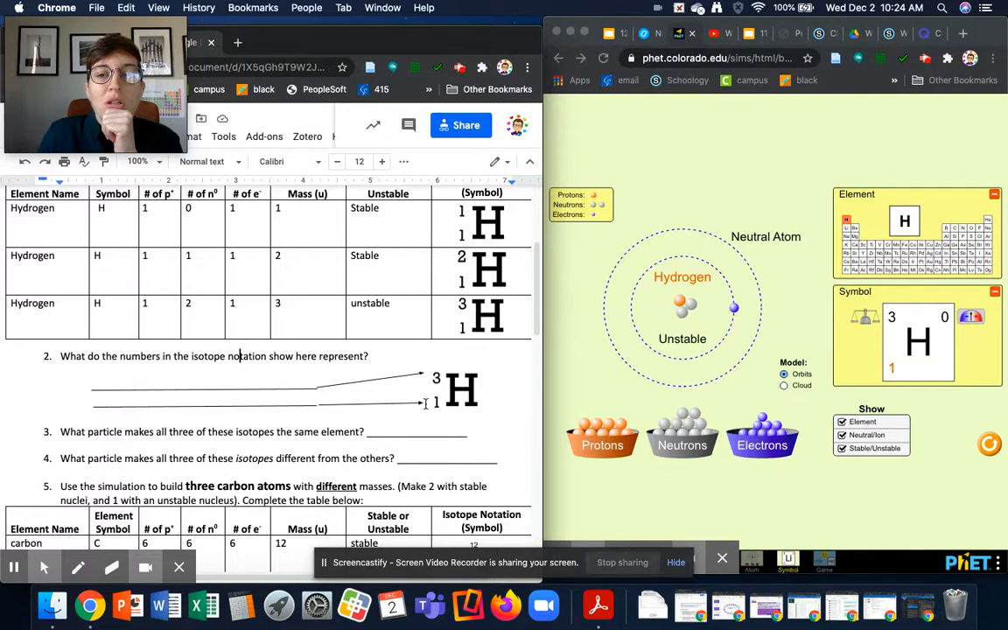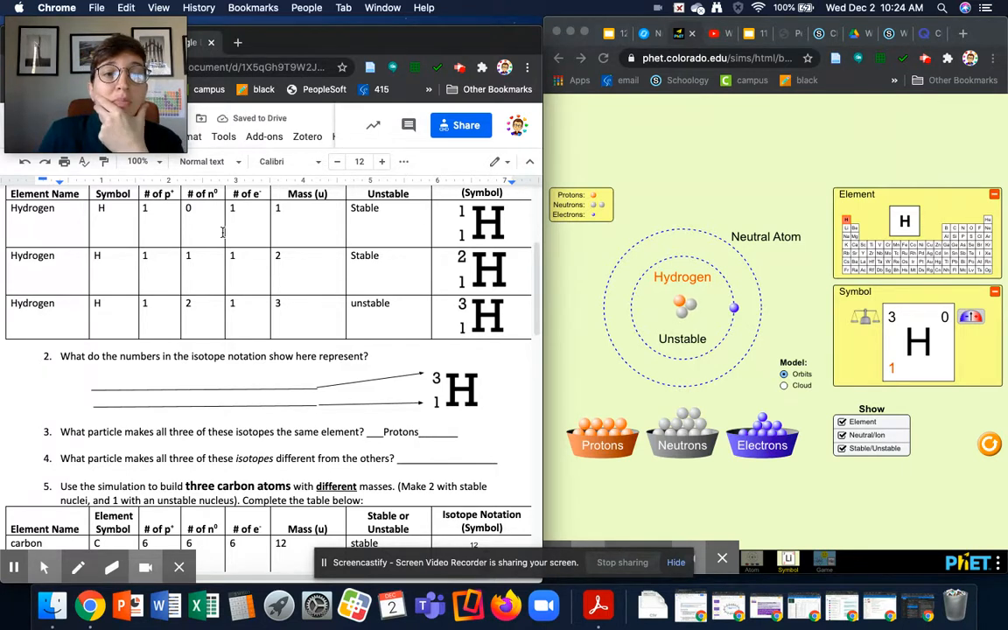Okay, and then this number at the bottom is a 1. This is color coded on here, so it's a 1 in red, and this one's red too. So that means that number at the bottom tells us how many protons we have. This is just protons. This number up here is protons plus neutrons. So which particle makes all 3 of these the same element? That's a little review. That would be protons.